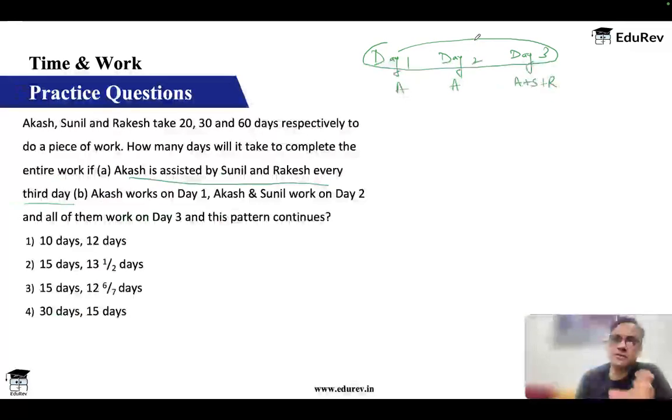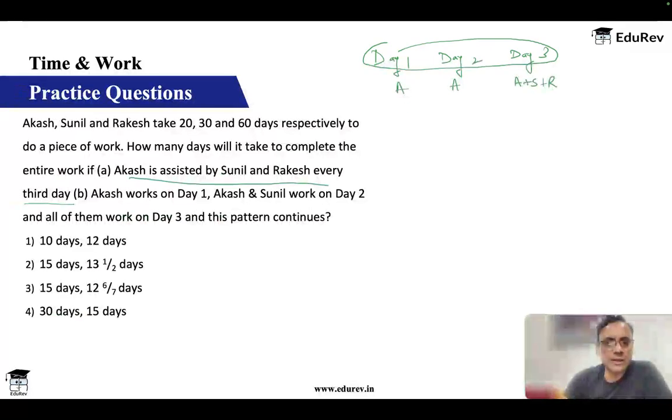So work done in the first 3 days will be the same as work done in the next 3 days, next 3 days, and so on. So I can take multiples. I should find out the total work done in 3 days, because then it is cyclical, then it is periodic, then there is a continuity and the same pattern will move on.